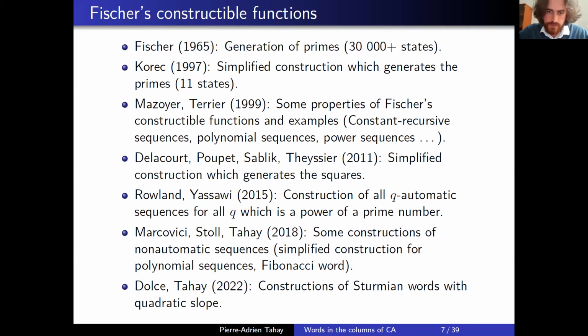But the Sturmian character of the word was not used in the construction with Marcovici and Stoll, but with Dolce, we used the fact that the Fibonacci word is also a Sturmian word with quadratic slope to generalize.